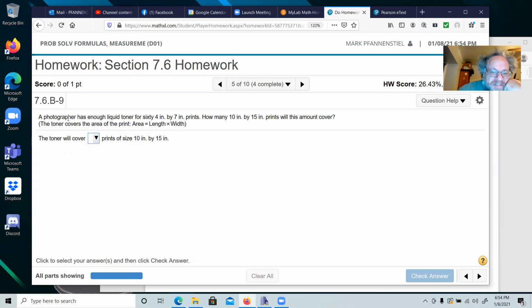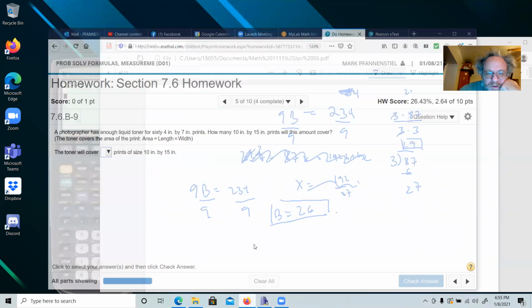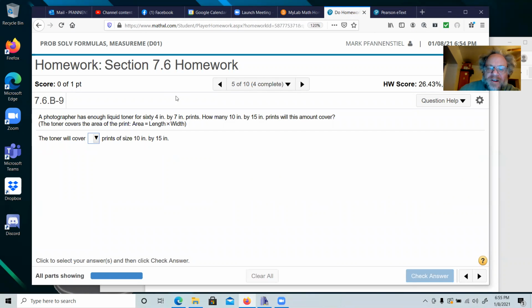Okay, so we have a photographer who has enough liquid toner for 60 4-inch by 7-inch prints. And it asks, how many 10 by 15-inch prints will this amount cover? Don't forget, the area of a print is equal to the length times the width. So what we're going to do is figure out the total area that we have for prints and then divide it by this amount of area over here.